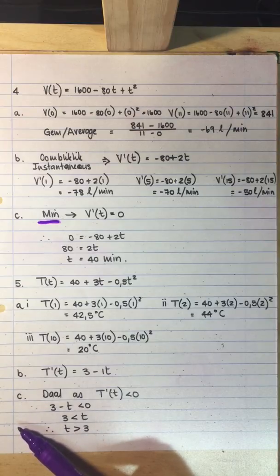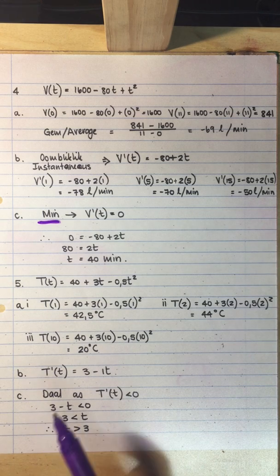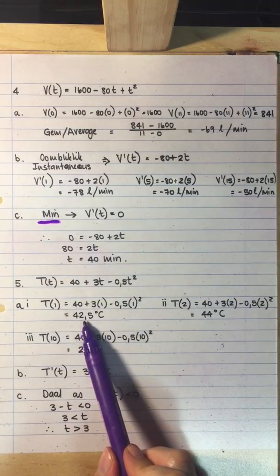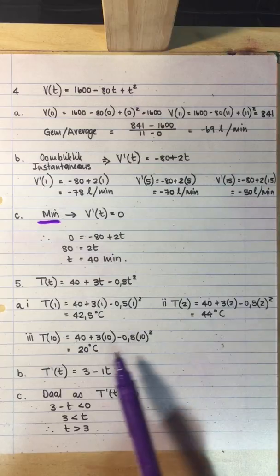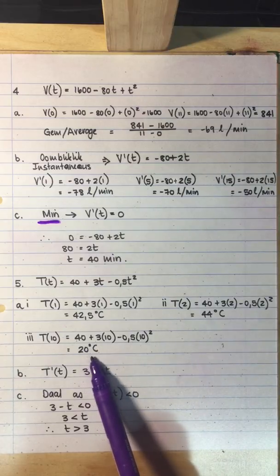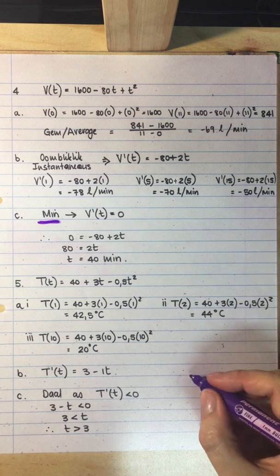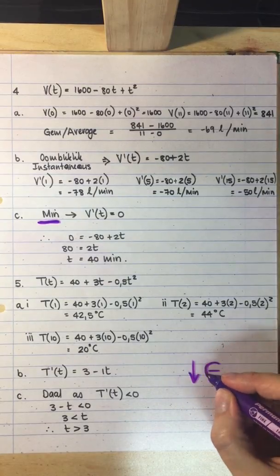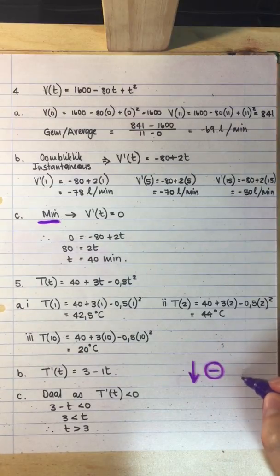C. During which interval of time did the temperature decrease? So if we look at these temperatures, we will notice that the temperature first increased, and thereafter it started decreasing until it reached a temperature of 20 degrees Celsius. So a decrease in temperature will be when the rate of change is negative. A negative rate of change means that the quantity is decreasing.